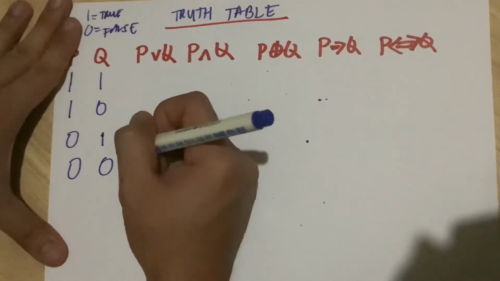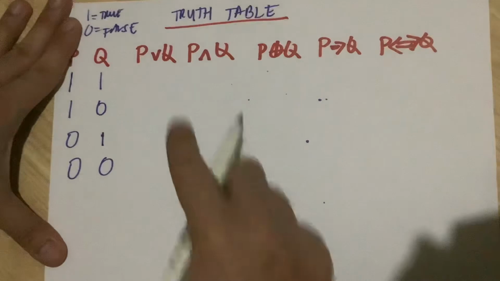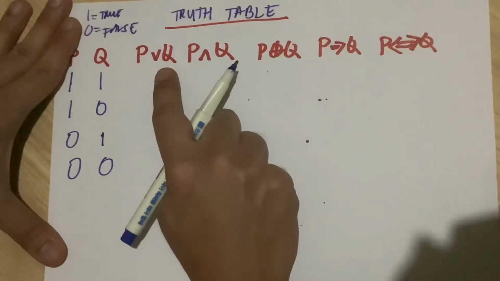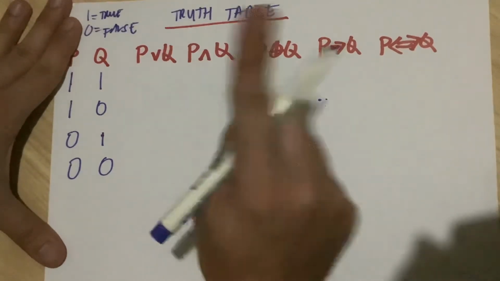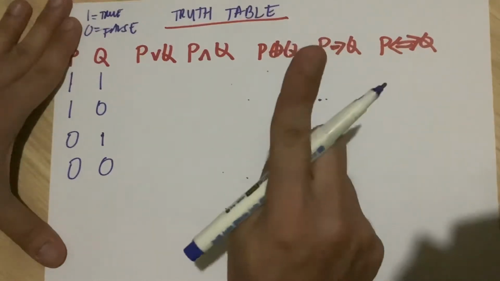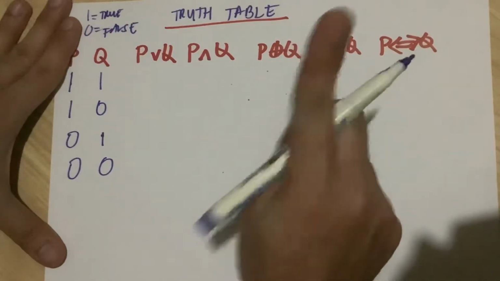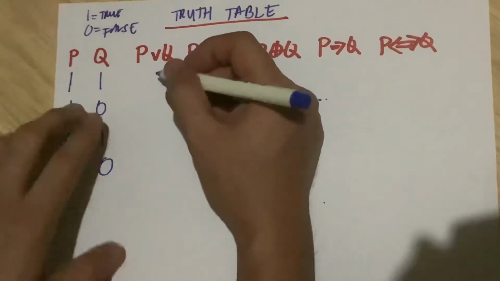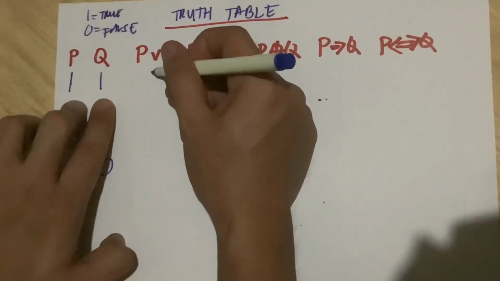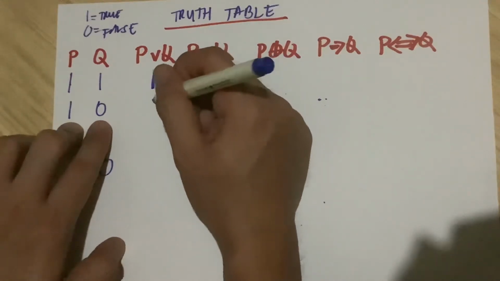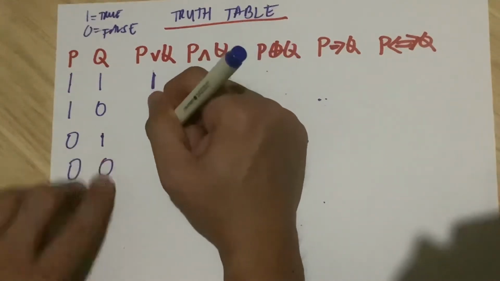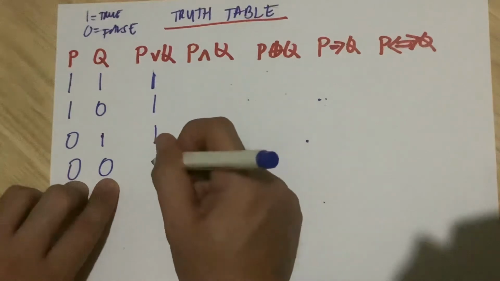So, let's have this. For the first part, you also have the disjunction. For the disjunction, at least one statement is true in order to have a value of 1 or true. Okay? At least one statement is true.